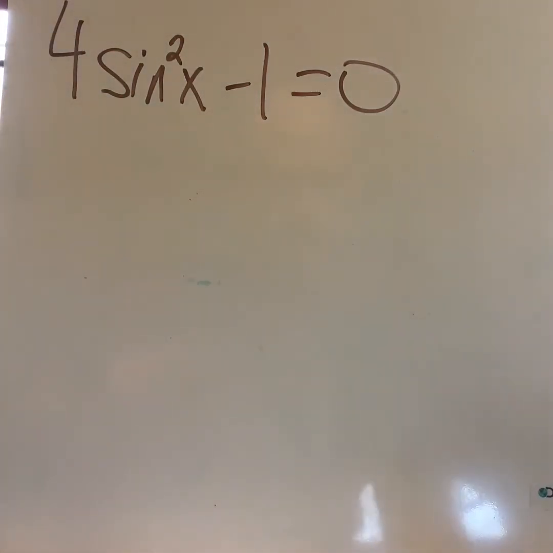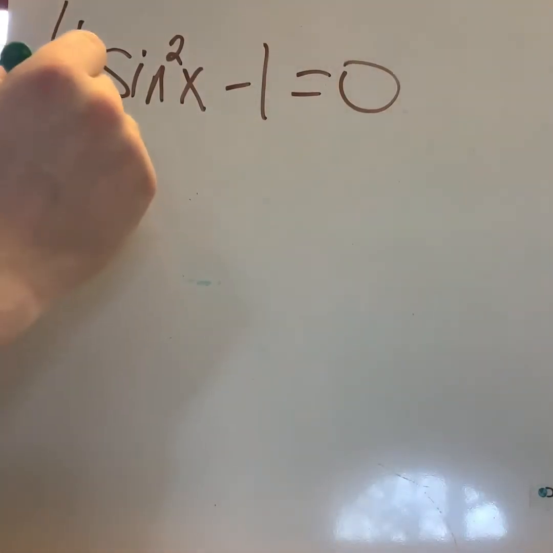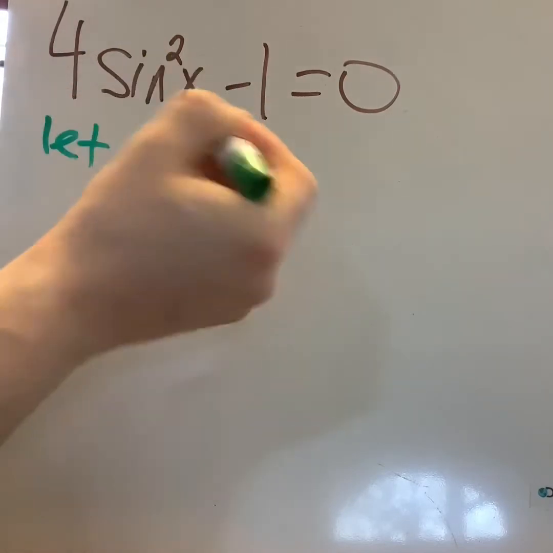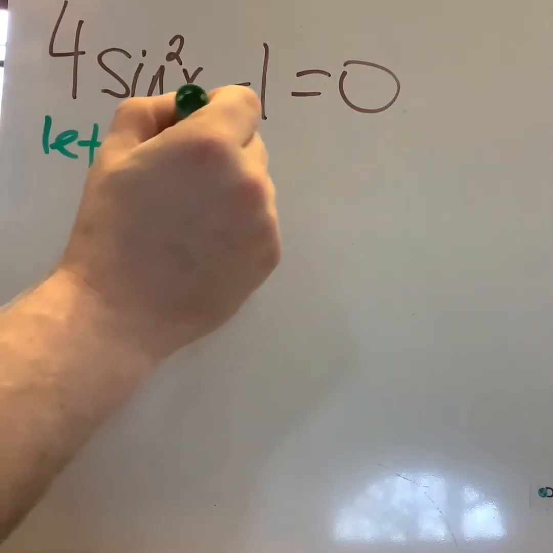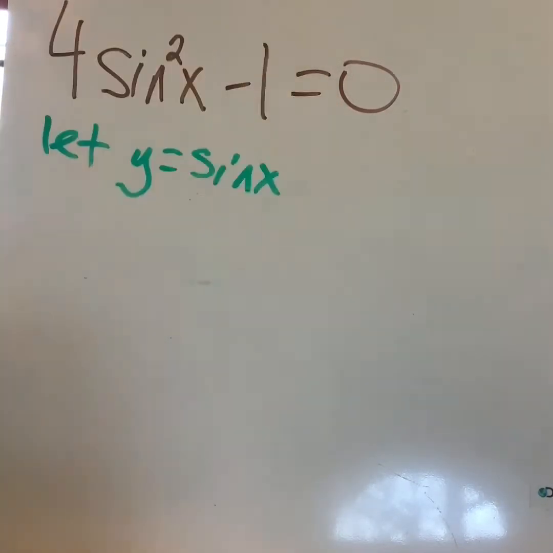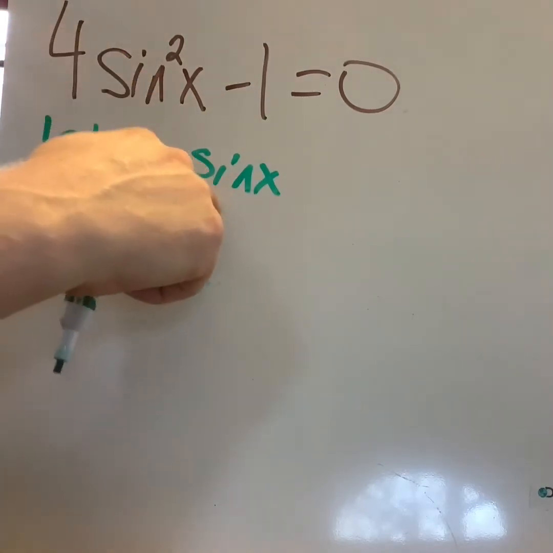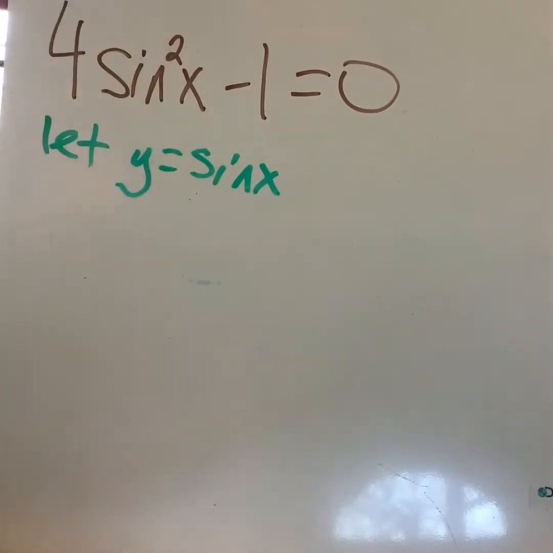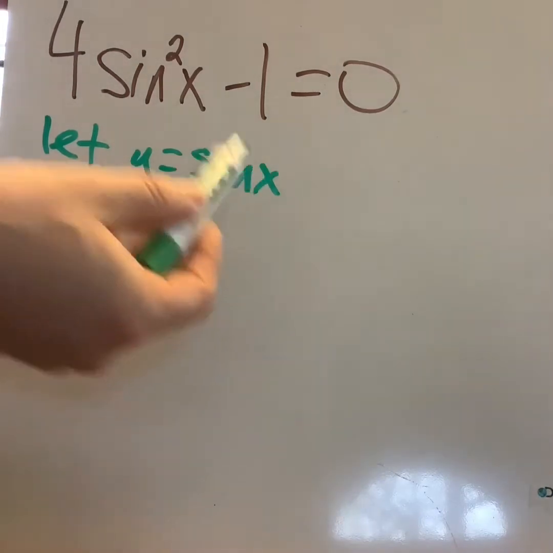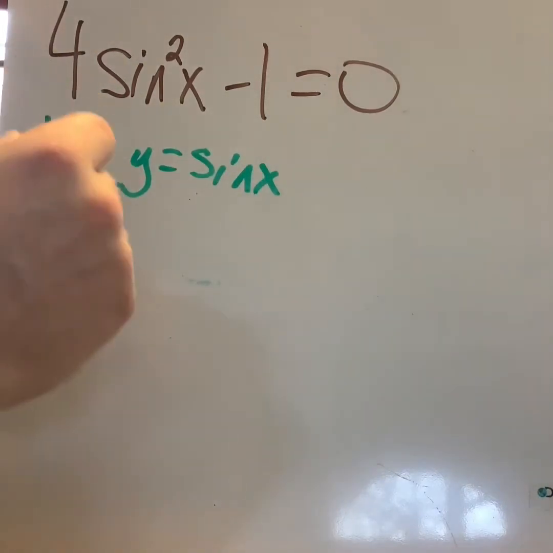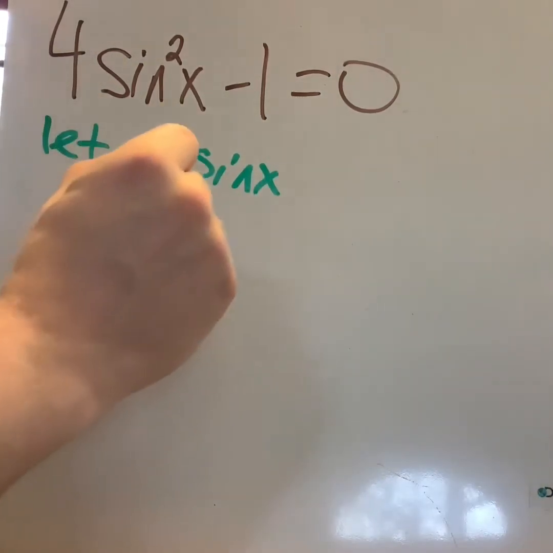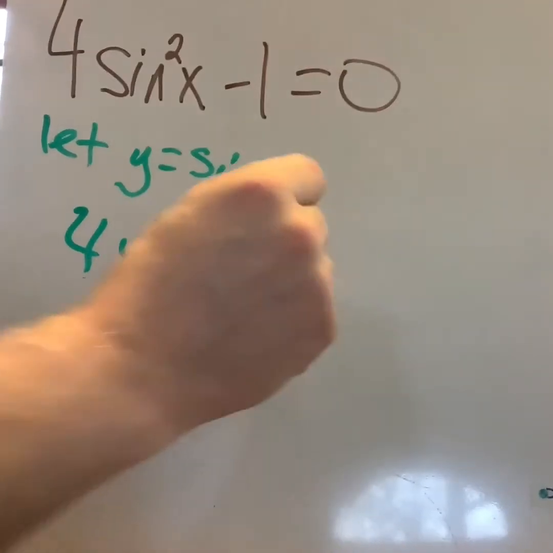If this were the case, then one option you could do is what we did before: let y, or let x, doesn't matter, any variable you choose, let y equal the sine of x. And remember, when you're squaring sine of x, it's sine squared x. You don't put it at the end because then it looks like you're squaring the angle. So this would become 4y squared minus 1 equals 0.